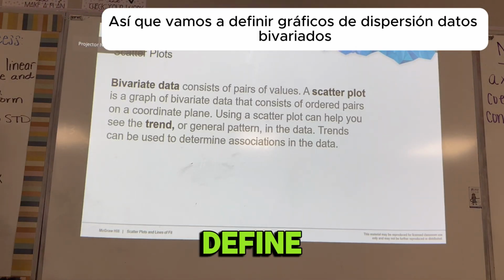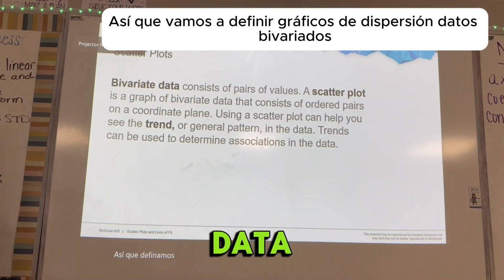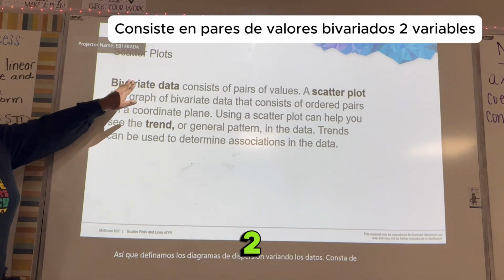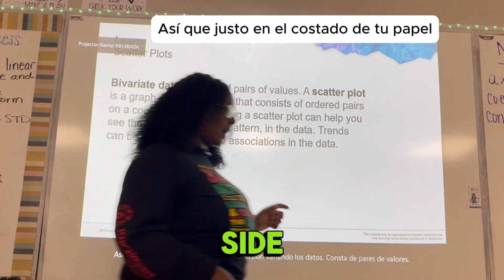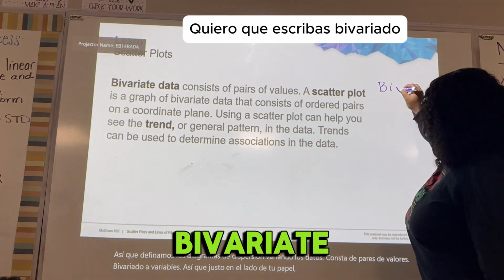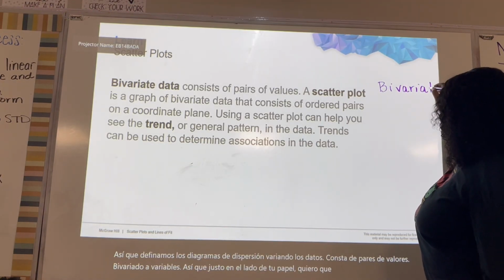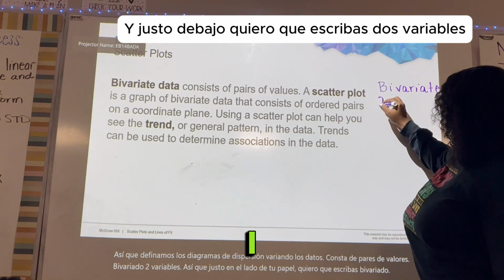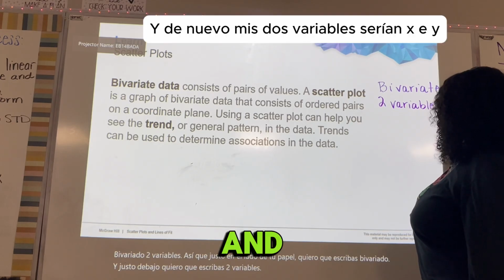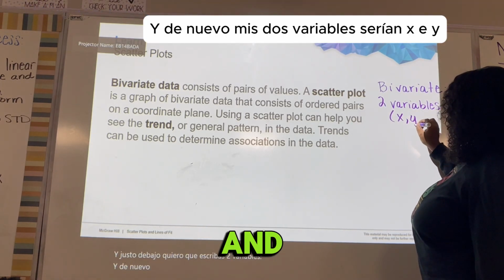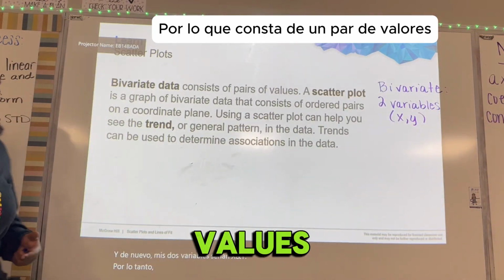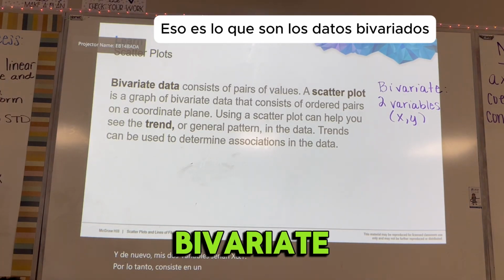So let's define scatter plots. Bivariate data consists of pairs of values. Bivariate means two variables. So right on the side of your paper, I want you to write bivariate, and right under it, I want you to write two variables. And again, my two variables would be x and y. So it consists of a pair of values. That is what bivariate data is.